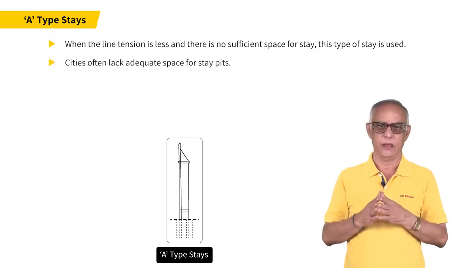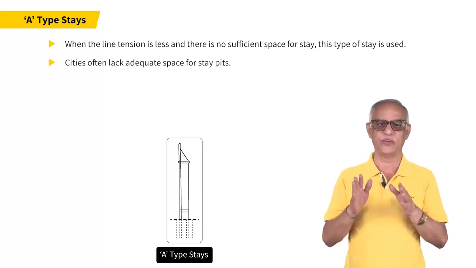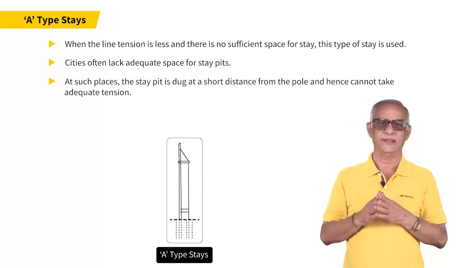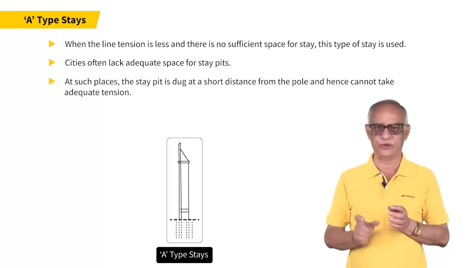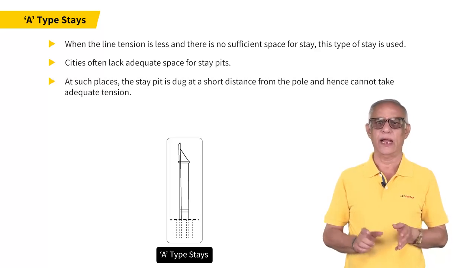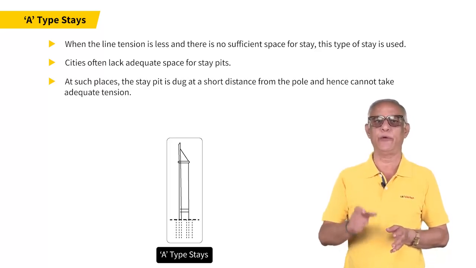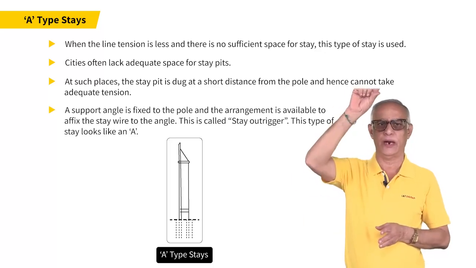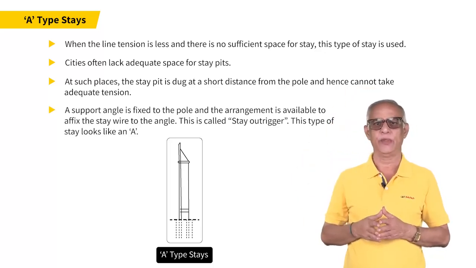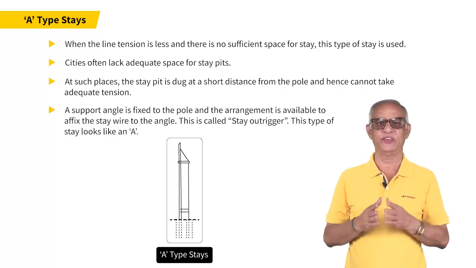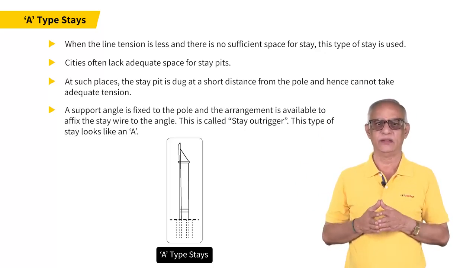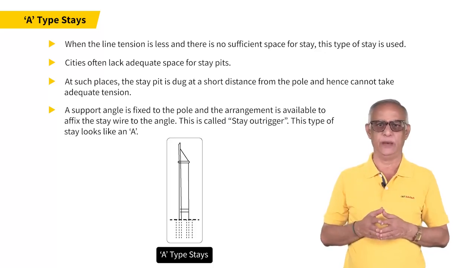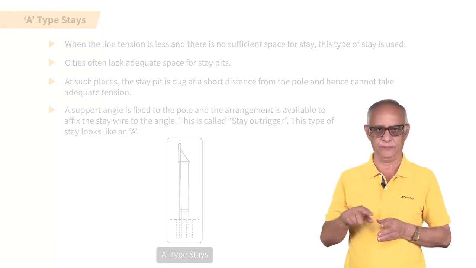In cities, many times there is no sufficient space for stay. At such places, the stay pit is dug at a short distance from the pole and hence cannot take adequate tension. A support angle is fixed to the pole at the top and the arrangement is available to affix the stay wire to that angle. This is called stay outrigger. This type of stay looks like A.